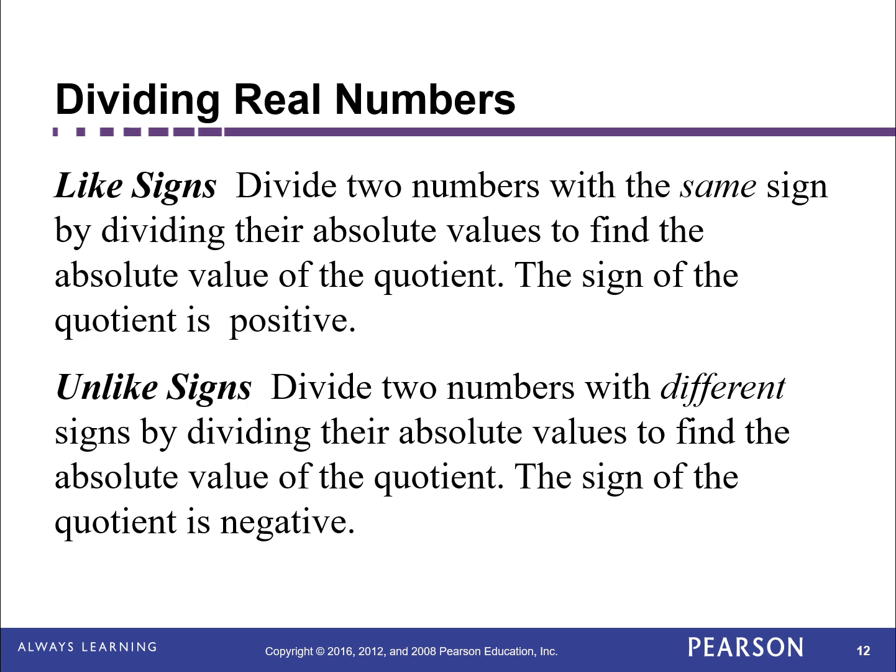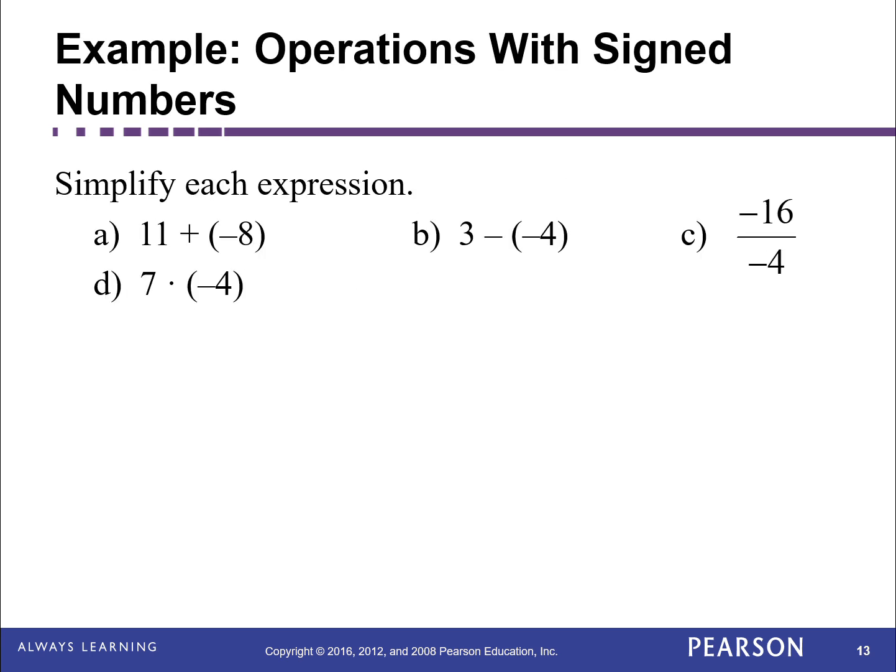Okay. And when we have unlike signs, we divide two numbers with different signs by dividing their absolute values to find the absolute value of the quotient, and the sign of the quotient is negative. So division works a lot like multiplication here when it comes to signs. Like signs, it turns out positive. Unlike signs, it turns out negative. Okay, let's try some examples because sometimes the definitions can blur what we're trying to do, and sometimes it's easier to see with an example.